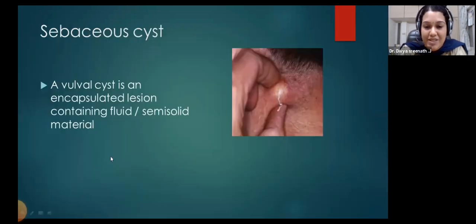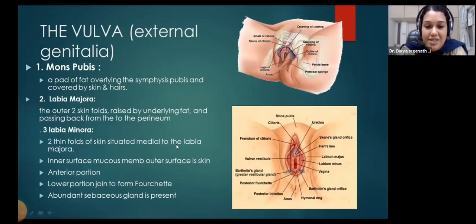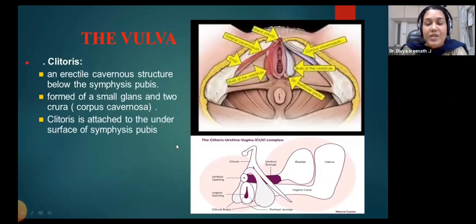We had already mentioned the sebaceous cyst, which is due to infection of the hair follicle. The sebaceous cyst is commonly seen in the labia majora. This is the labia majora, and here we can usually see the sebaceous cyst. Then we will see the clitoris. This is the clitoral portion, and you can see the clitoris here, which is analogous to the penis in the male.